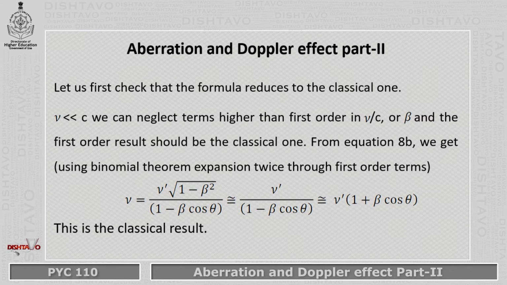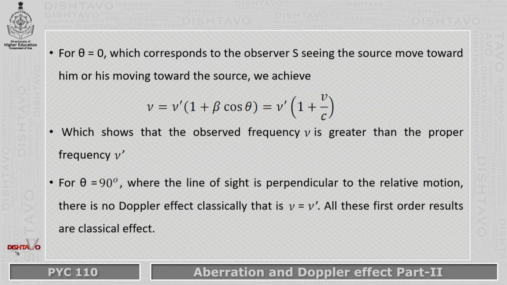From equation 8b we get nu is equal to nu prime into square root of 1 minus beta square, divided by 1 minus beta cos theta, approximately equal to nu prime divided by 1 minus beta cos theta. This is approximately equal to nu prime into 1 plus beta cos theta. So this is the classical result. For theta equal to 0, which corresponds to the observer in S frame seeing the source move towards him, or he is moving towards the source, we get nu is equal to nu prime into 1 plus beta cos theta, which is nu prime into 1 plus v by c.